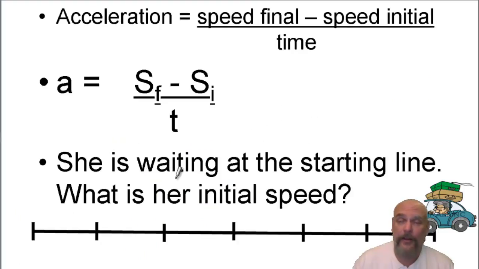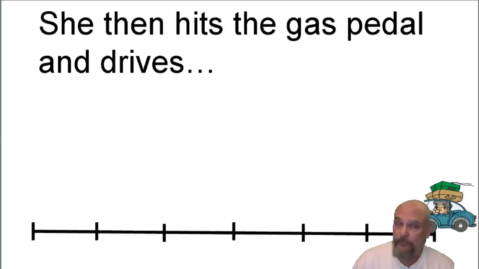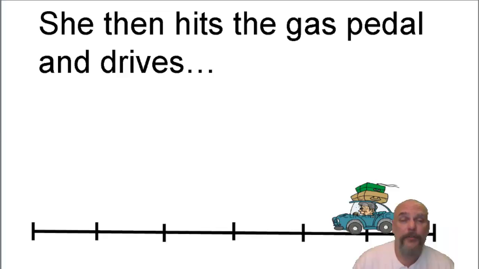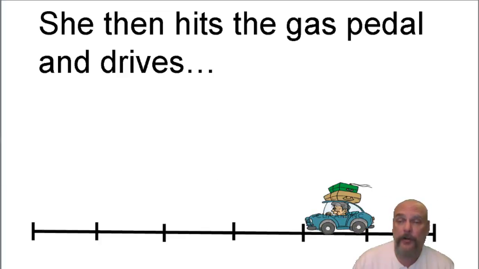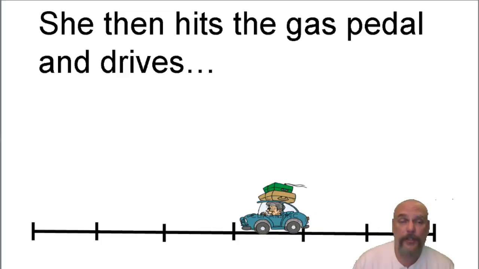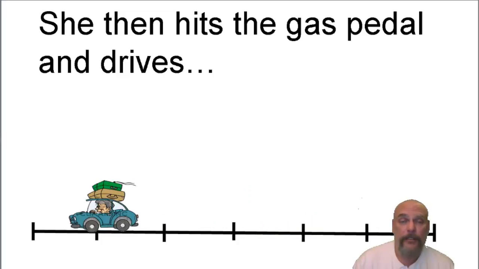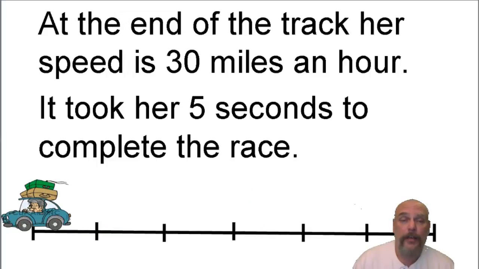Let's take a look at this in an awesome animation picture form. If we have this car, she's waiting at the starting line. What is her initial speed? How fast is she going at the starting line? Well, of course, she's going 0 miles an hour. And then let's say she hits the gas. She starts moving forward. Her speed starts to increase. So after one period of time, she's at this line. After some more time, she's here. Some more time, she's here. And like I said, this is some amazing animation for you. And here we go. So at the end of the track, her speed is 30 miles an hour. So she started here at 0 miles an hour.